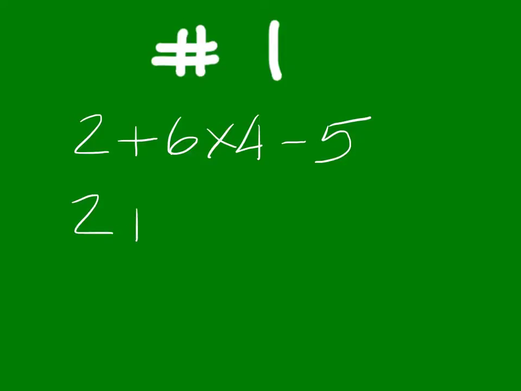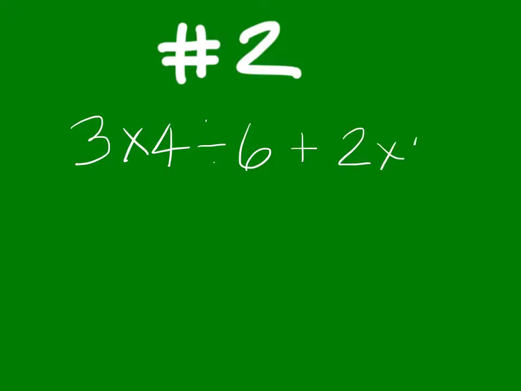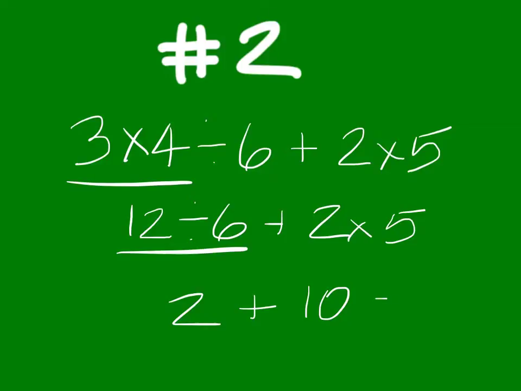This should be 2 plus 24 minus 5, which is 26 minus 5. That would be 21. You have to do 3 times 4 to get 12. And then once you get 12, you have to do 12 divided by 6, and then 2 times 5.